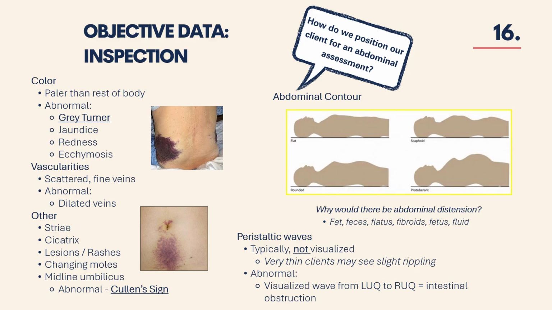And then also you want to be looking for any peristaltic waves or movement. This is not something that is typically visualized. You may see some slight movement or rippling in a very thin client, but it is abnormal if you see a pretty visualized wave from that left upper quadrant to the right upper quadrant. That means that there may be a potential intestinal obstruction.